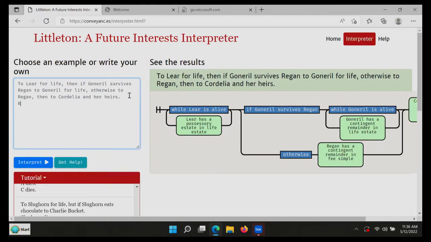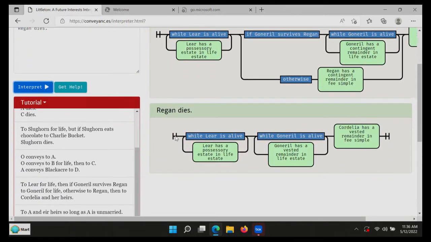So let's say that Regan dies. So Lear is still going to be alive, and now the interpreter has correctly reasoned that because it is certain that Goneril will survive Regan, the contingency on the vesting of her life estate has now been satisfied, and she now has a vested remainder. And this is in some sense pretty basic computer science, but this thing is now as smart as a law student who has made it through first year property.